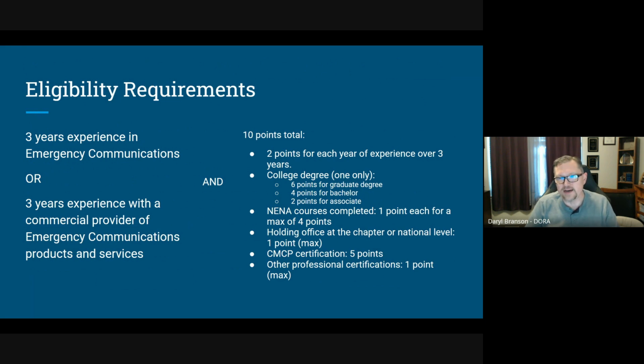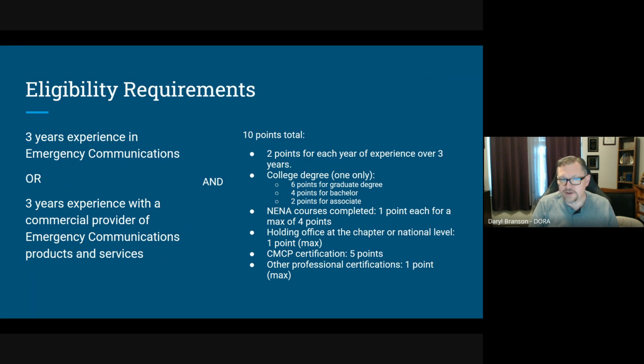So you get 2 points for each year of experience over 3 years. So again, on the left-hand side, you have to have at least 3 years of experience. But if you've got 5 years of experience, then you've got 4 points. So there's 2 years above the 3 years that you can put towards your 10 points. So you've got 4 points right there if you've got 5 years of experience.